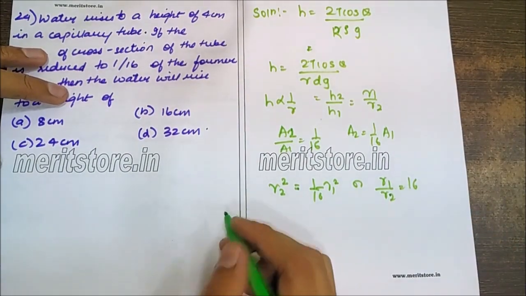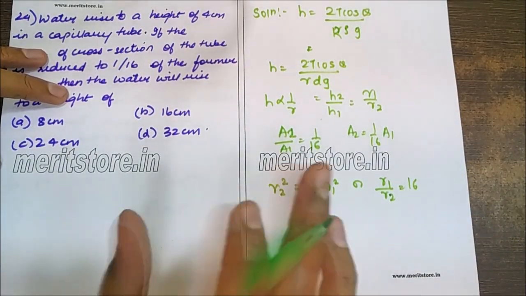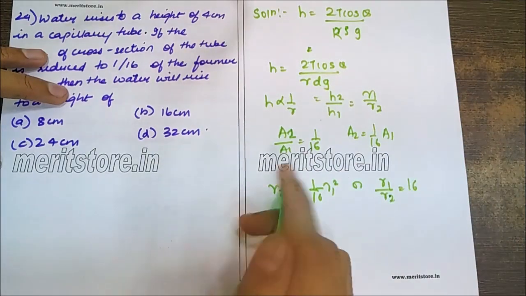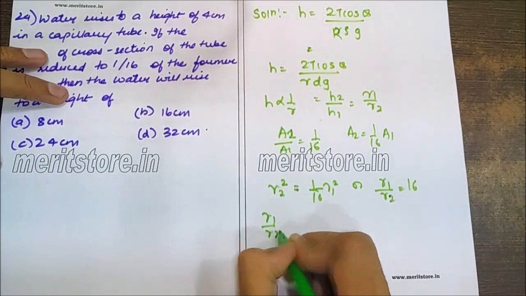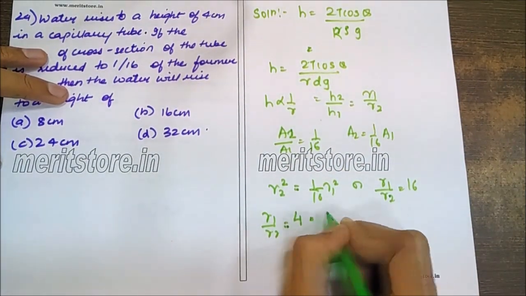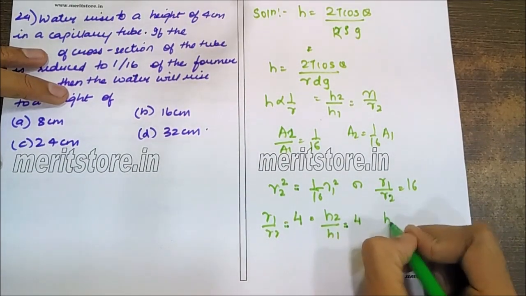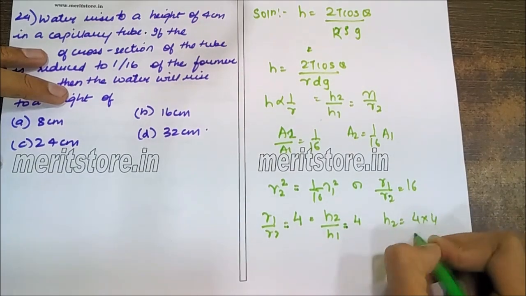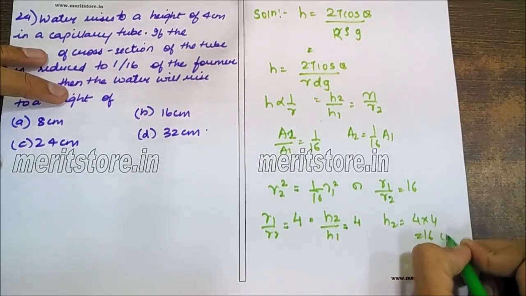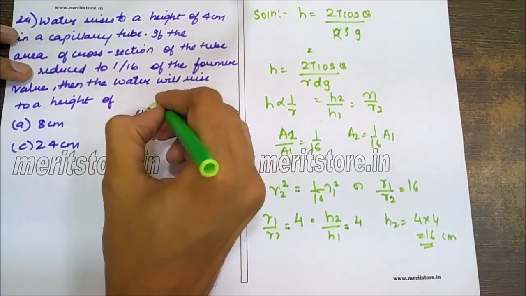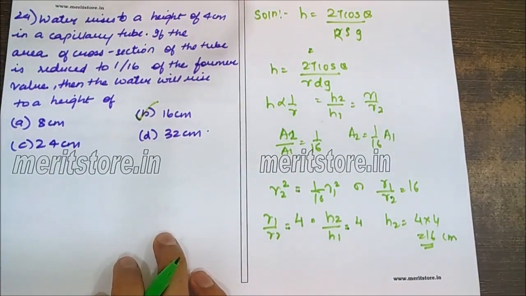Okay, so if the ratio r1 upon r2 is 4, which is equal to the ratio of heights h2 upon h1, then it is also equal to 4. Then h2 will be equal to 4 multiplied by 4, that gives you 16 centimeters as the height of the rise. So that is b, 16 centimeter.